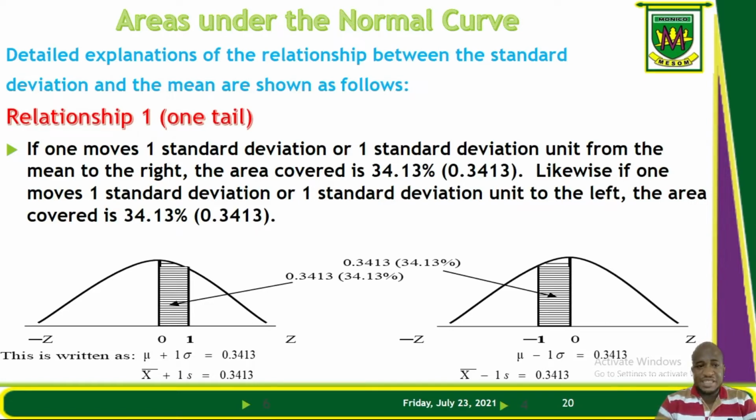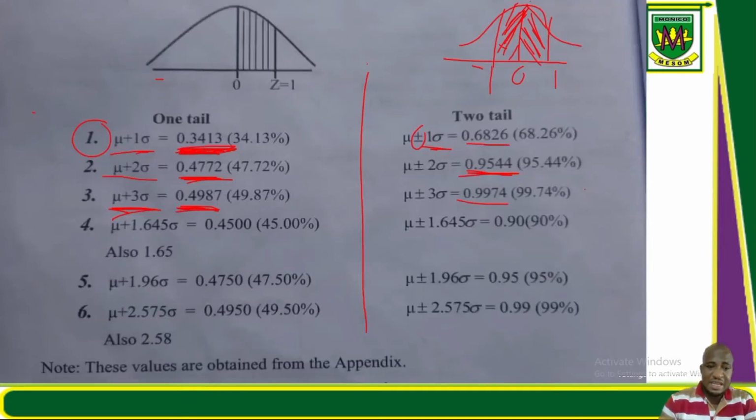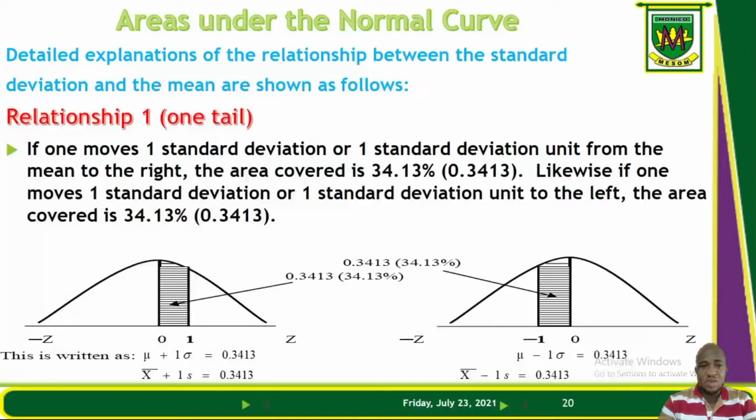Now with each slide, I've considered the relationships as was presented to you earlier. We have one-tailed and two-tailed. For each one-tailed, I'll explain how we got it from the table, and after that I'll explain its corresponding two-tailed. So each of them will have their corresponding two-tailed following immediately after the one-tailed. So let's take note. We are starting with the first relationship.